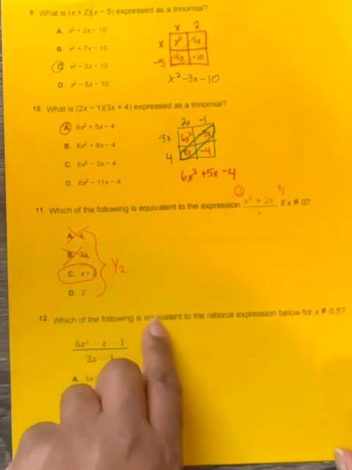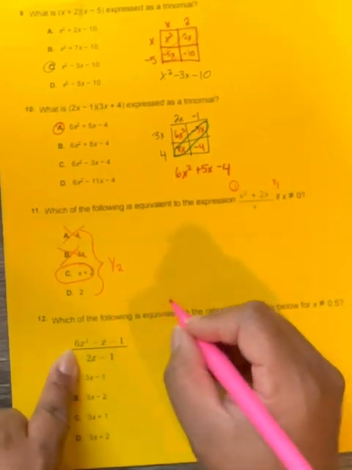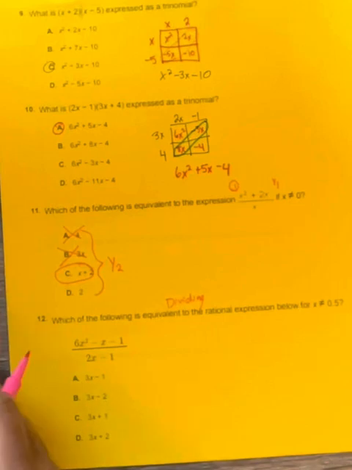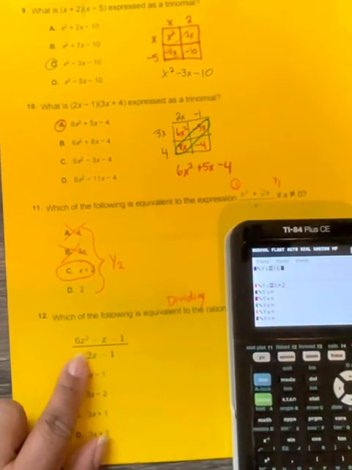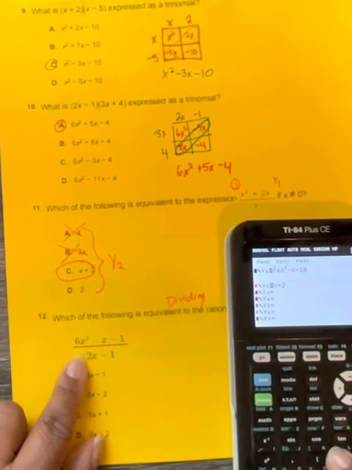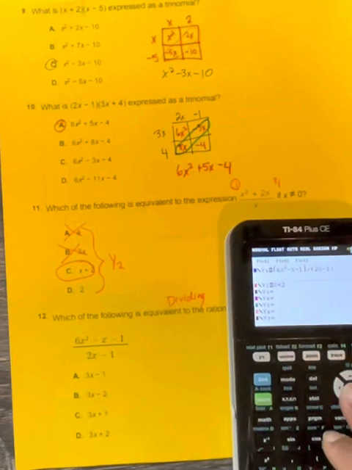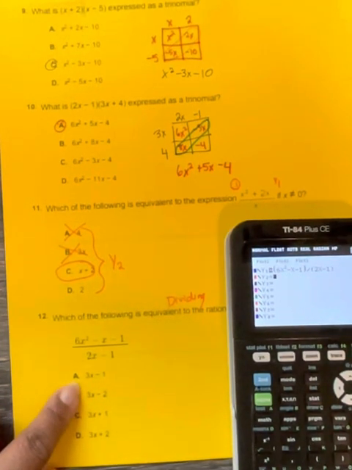It says, which of the following is equivalent to the rational expression below? See the fraction bar? That's how we know we're dividing. All right, this is dividing. So we're going to use the same strategy here. We're going to open parentheses 6x squared minus x minus 1, close parentheses divided by open parentheses 2x minus 1, close parentheses. Come down to y2 and we're going to plug in each answer choice starting with 3x minus 1.